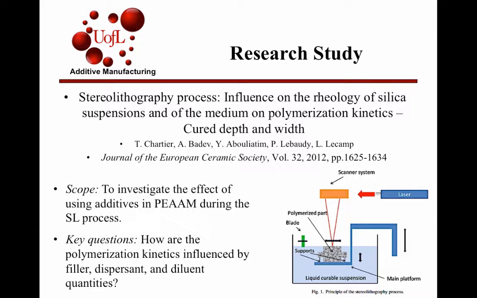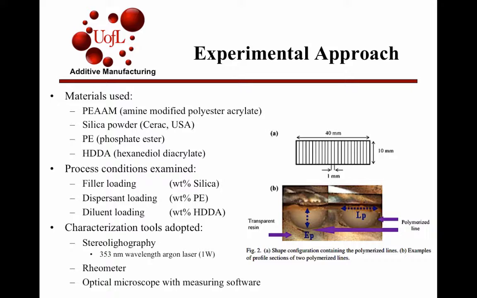And over here you can see the SL process. The materials used were PEAAM, which is an amine modified polyester acrylate. The silica powder was purchased from Cirac here in the USA, and that was with a 2.25 micron diameter, so it's a really small, fine powder. PE is phosphate ester, and that was used as the dispersant to kind of spread those particles about the resin. Diacrylate was used as a dilutant later on in the study.